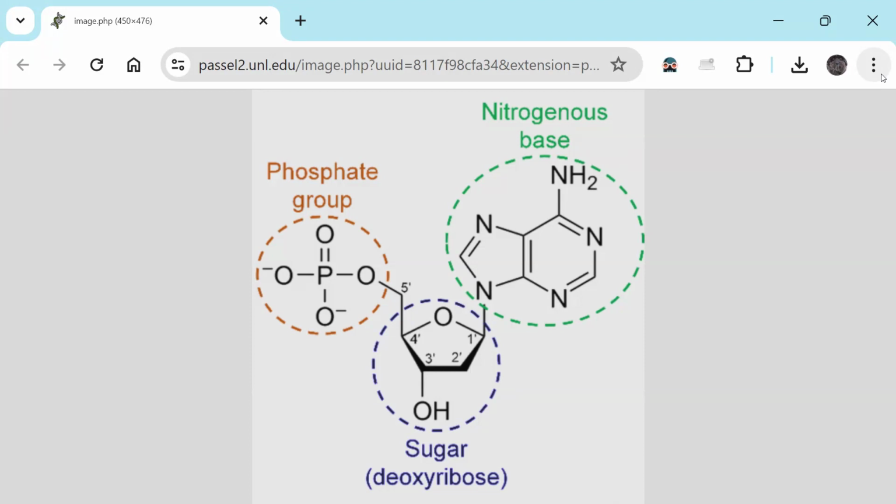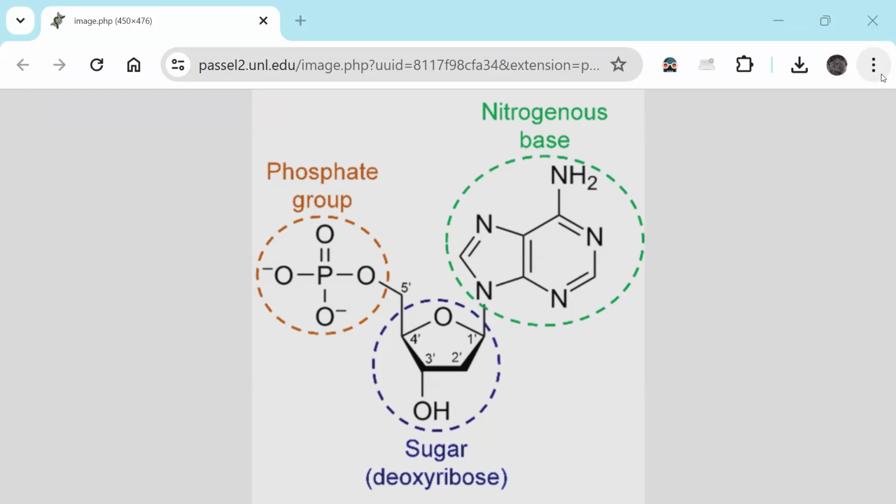And what would this thing here be? It's an ether. It's an oxygen with a carbon on each side, but neither one of those carbons is a carbonyl carbon. So that ether structure is in that sugar.